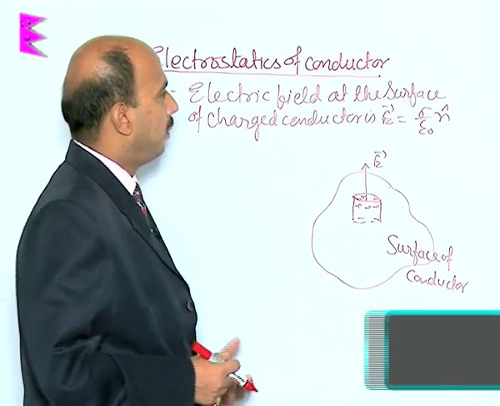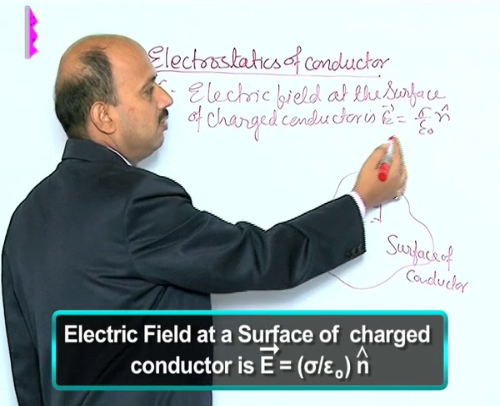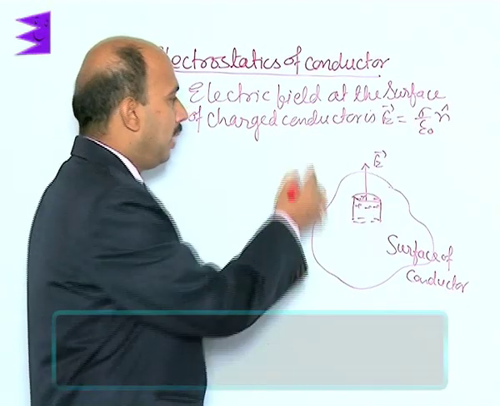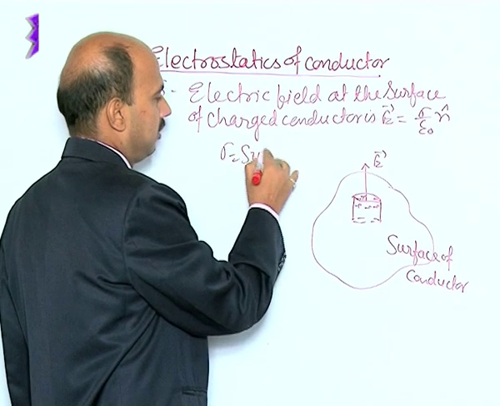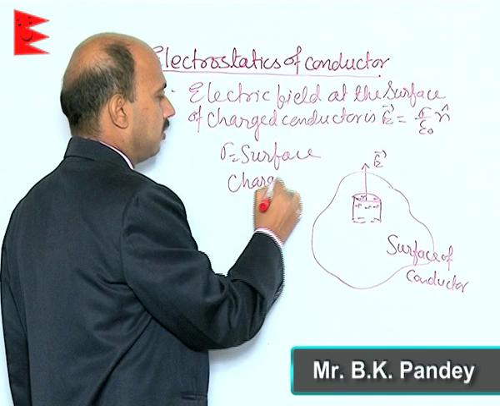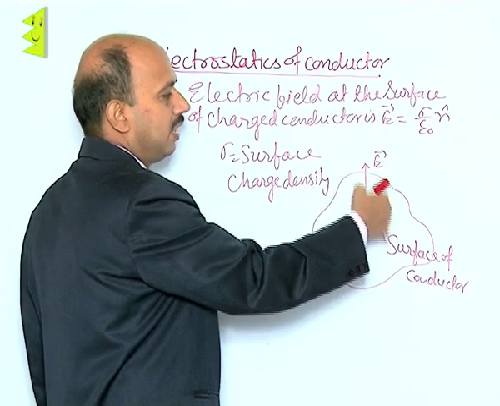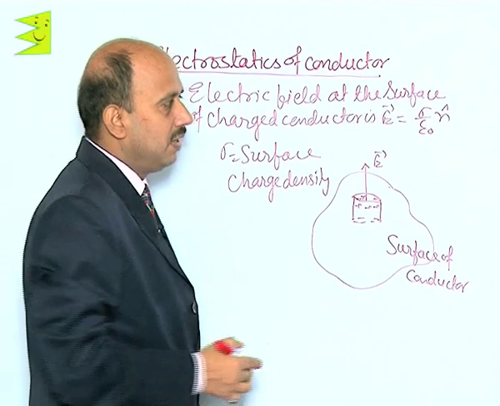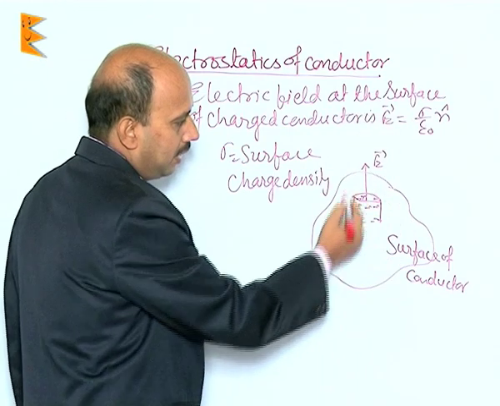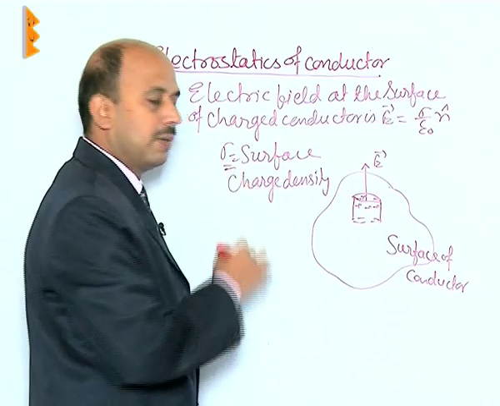Now see here the fifth property: the electric field at the surface of a charged conductor is E equal to sigma upon epsilon naught n cap. Sigma here is the surface charge density. Now n cap is the direction outward, and the electric field is in the direction of n cap. So now we have taken a conductor where its surface charge density is sigma.